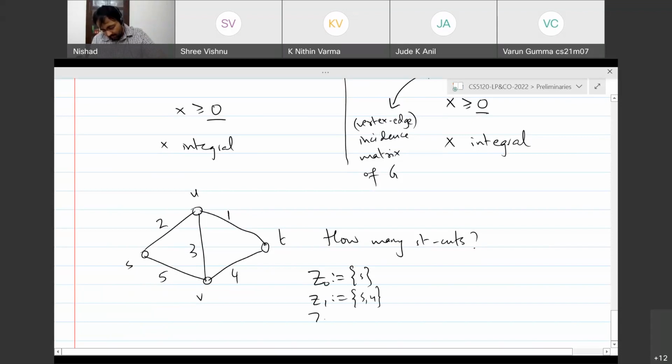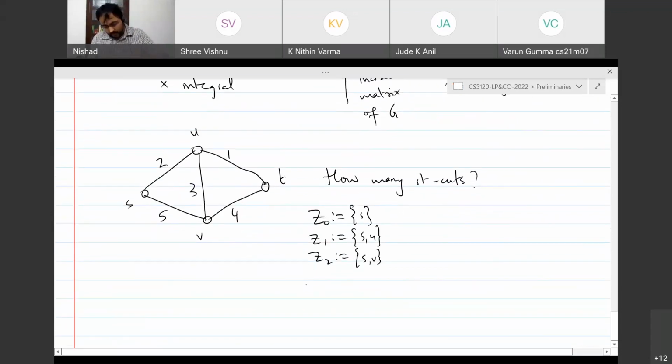Exactly. Oh, it's only 3. S with V and S with U and V as well, right? Correct. It's 4. So if we look at these 4 sets, each of them is a set containing S but does not contain T, and these are all the possible sets of this type. And it should be, in fact, 2 to the power n minus 2, because you are omitting S and T, and you're looking at all the subsets of the remaining n minus 2 vertices, right?